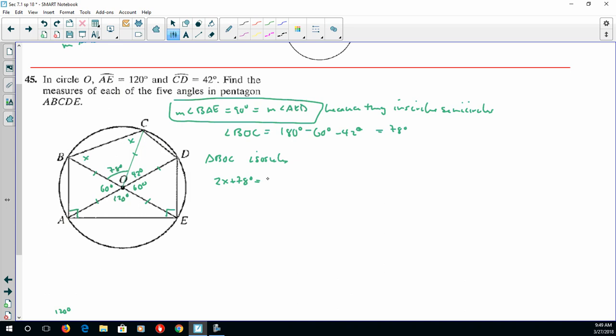Triangle COD is isosceles, for the same reason. So those two angles are going to be the same. Let's not call them X, let's call them Y. If I add those two together with the 42-degree angle in the center, I should get 180 degrees, right? So 2Y is 180 minus 42, which is 138. So Y equals 69 degrees. Okay, so I can go ahead now and get the measure of angle BCD: 51 plus 69, 120 degrees.